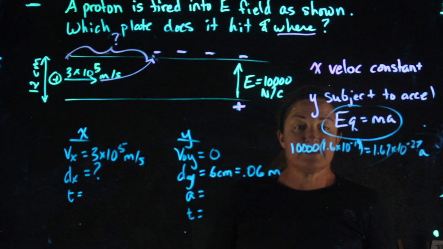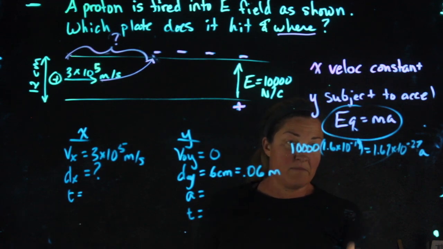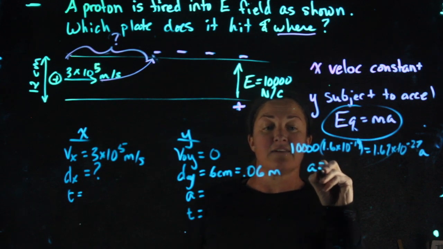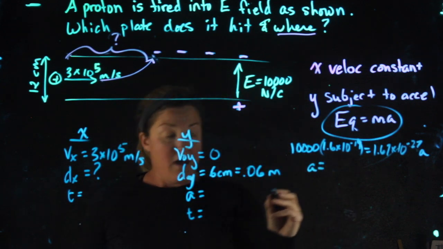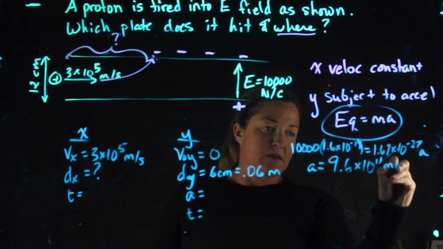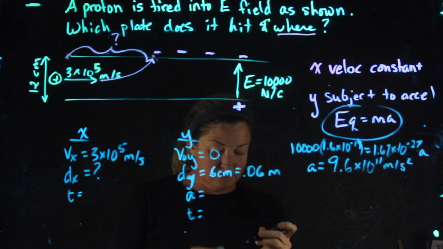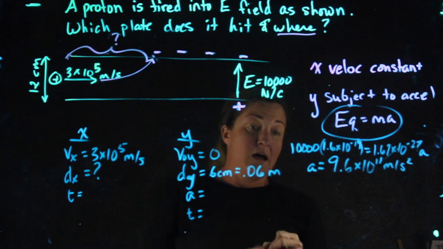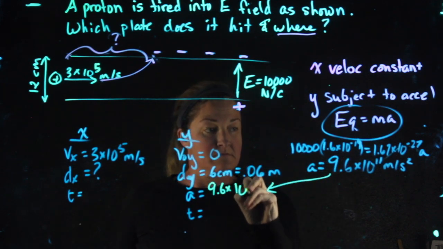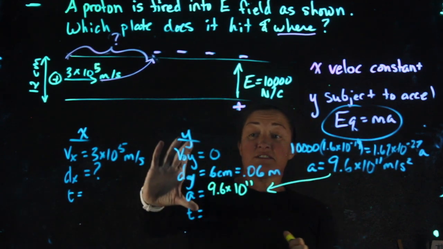10,000 times 1.6 times 10 to the negative 19th divided by 1.67 times 10 to the negative 27th gives us a huge acceleration of 9.6 times 10 to the 11th meters per second squared. I'm going to carry that value over here. Now I can solve for time.